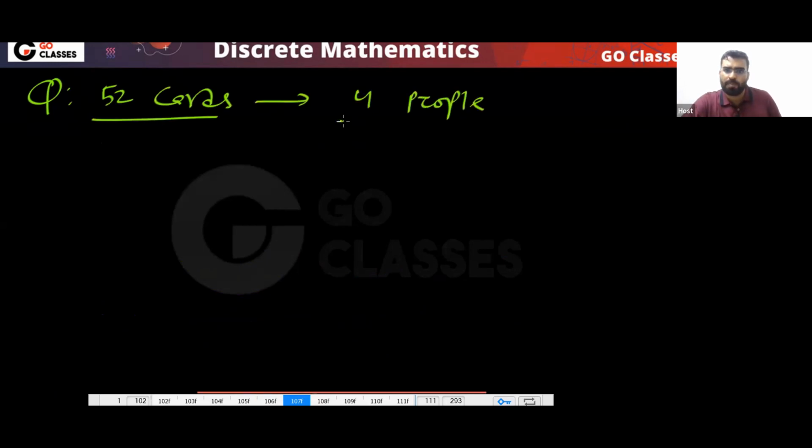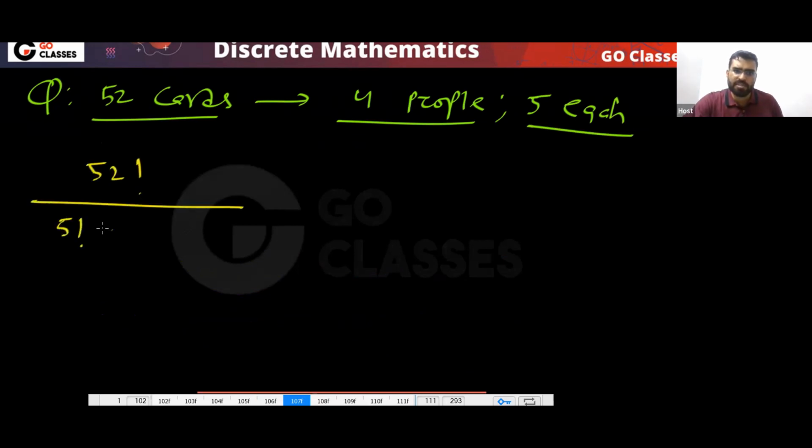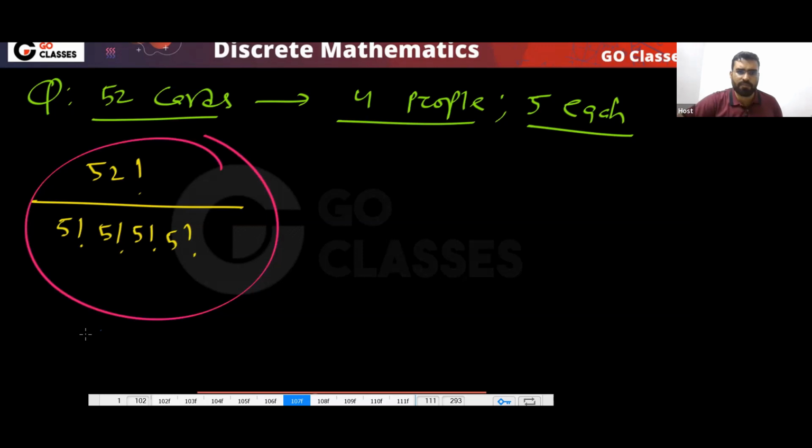Because if I give you this question, like 52 cards to be given to 4 people, 5 each, then many people, if they memorize the formula by heart, will make this mistake. This is the problem with memorizing the formula. This is wrong. Why? Because this total is not equal to 52.